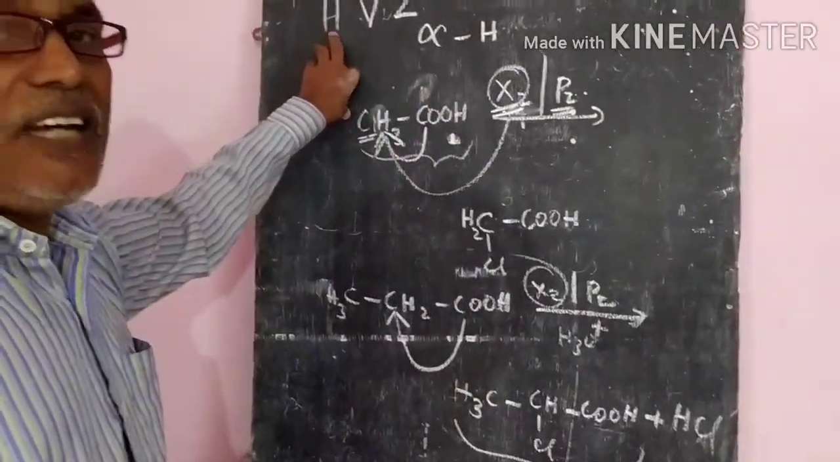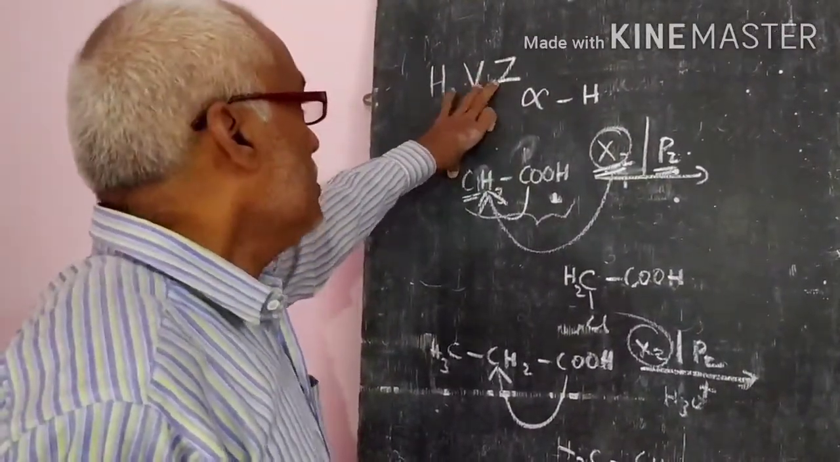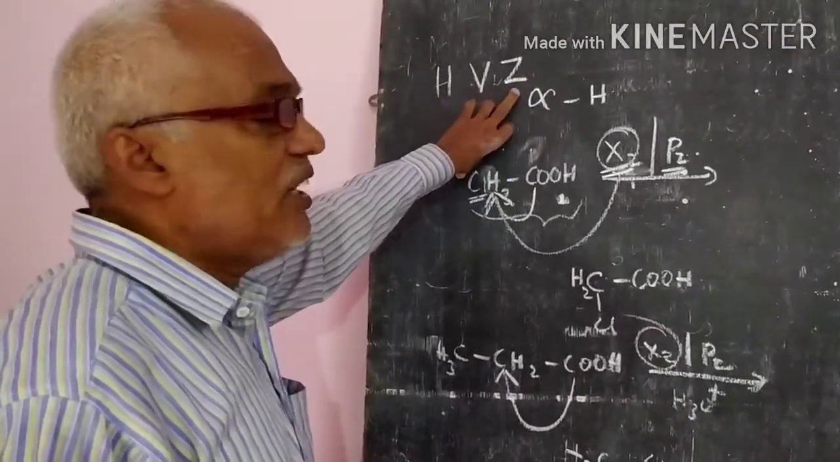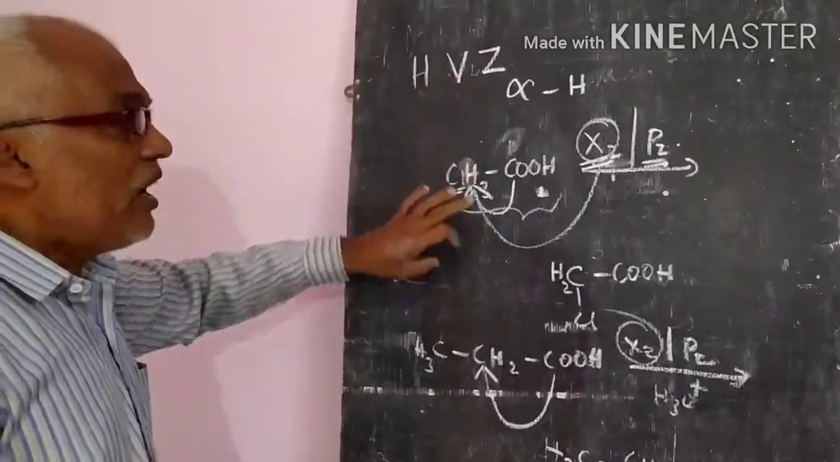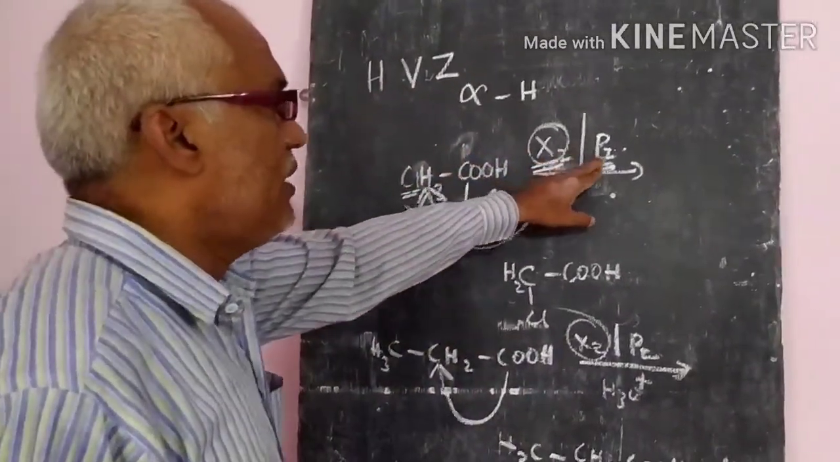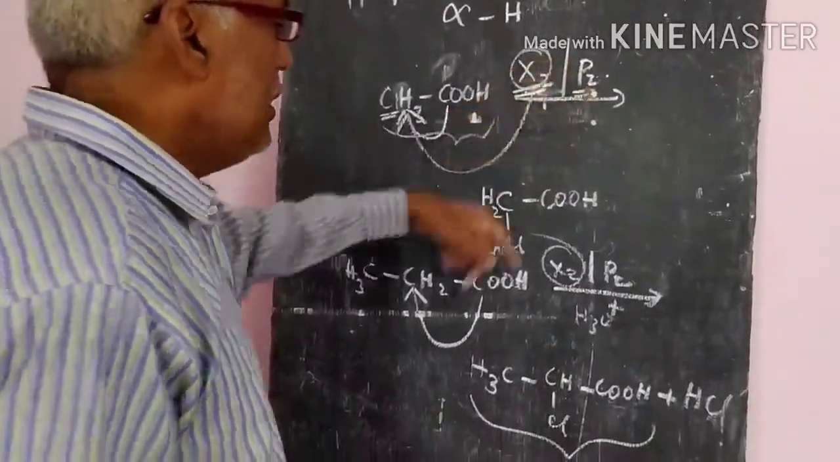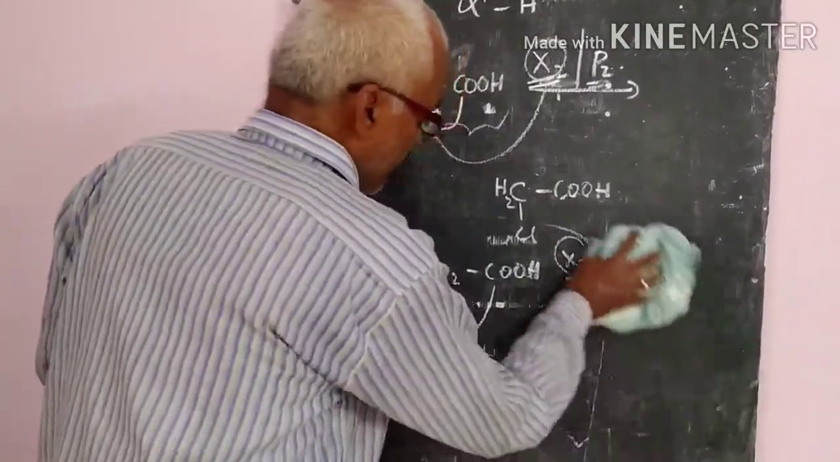This reaction was done by Hell, Volhard and Zelinsky. So HVZ, from the names of the three scientists, we call this reaction the HVZ reaction. This is the most important thing they are asking. But whenever we write this, the red phosphorus is the most important catalyst, that is our reagent that we are using. So remember, this is also very, very important.